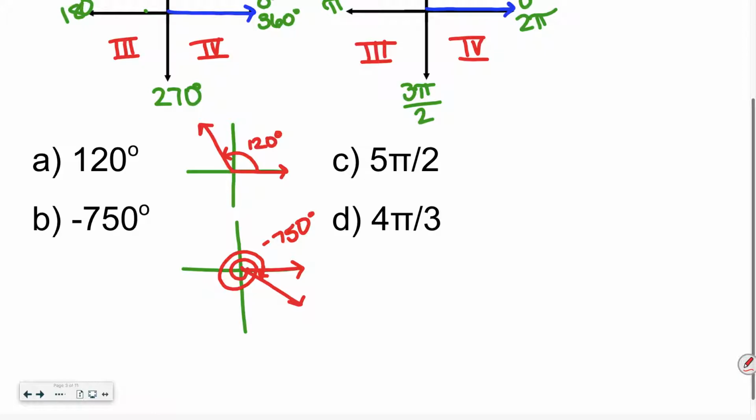Party time. I am fully confident that you guys can plot these. Okay, I am going to talk about them with you, but I'm fully confident that you can do it. Okay.